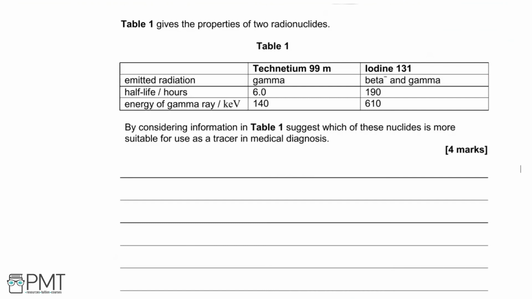Table 1 gives the properties of 2 radionuclides. Now we've got technetium-99m and iodine-131, and they're compared on emitted radiation, half-life in hours, and the energy of gamma rays in kilo-electron volts. By considering information in Table 1, suggest which of these nuclides is more suitable for use as a tracer in medical diagnosis. It's a 4-mark question. Now, the way I would approach this question is to draw a table.